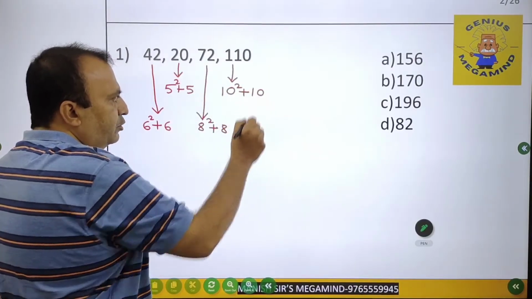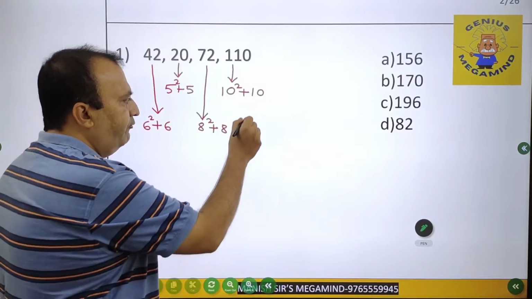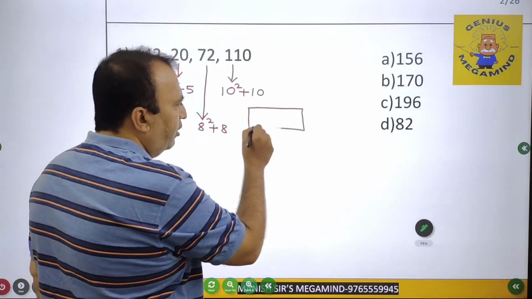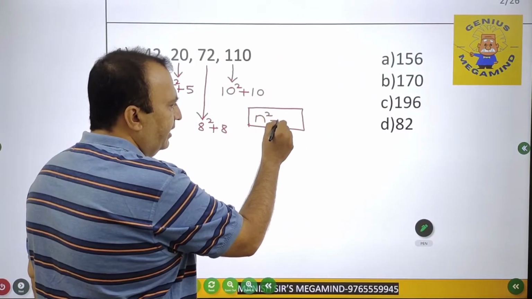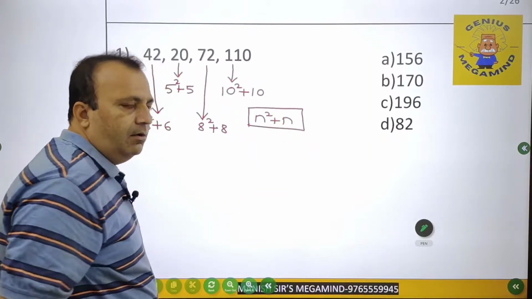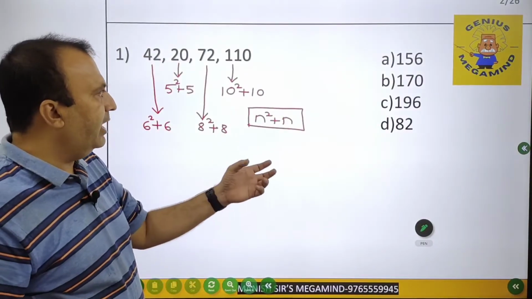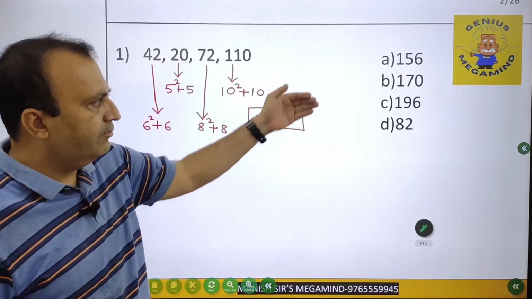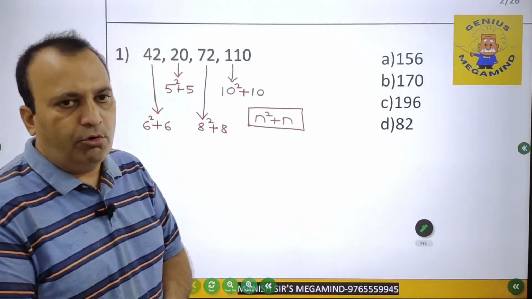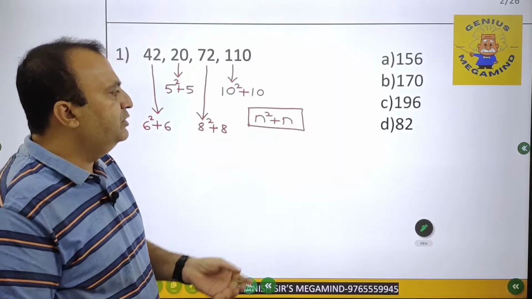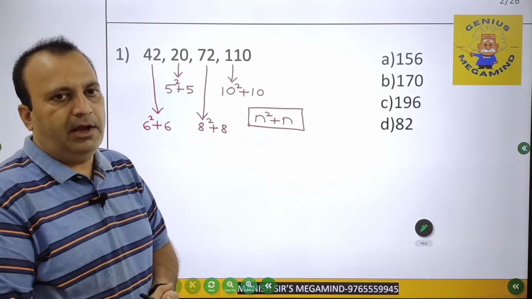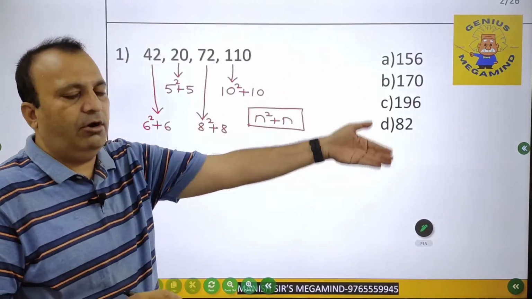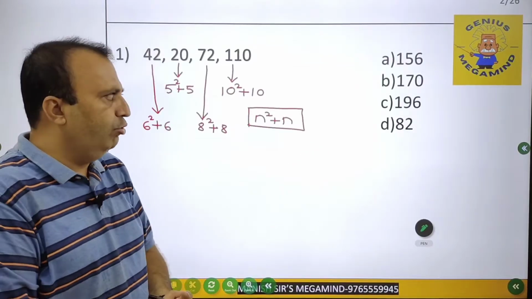plus 10. So over here, what is the formula I am finding? N square plus n. The square of the number plus the same number which is added to that gives the end result. That means these 4 numbers. So out of the 4 options, I have to look out for such an option which is going to follow the formula n square plus n. Rest of the 3 options are not going to follow this rule.